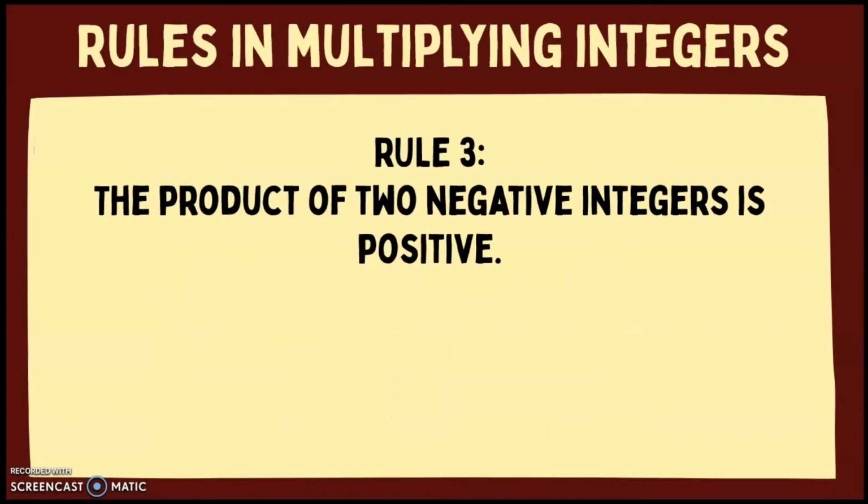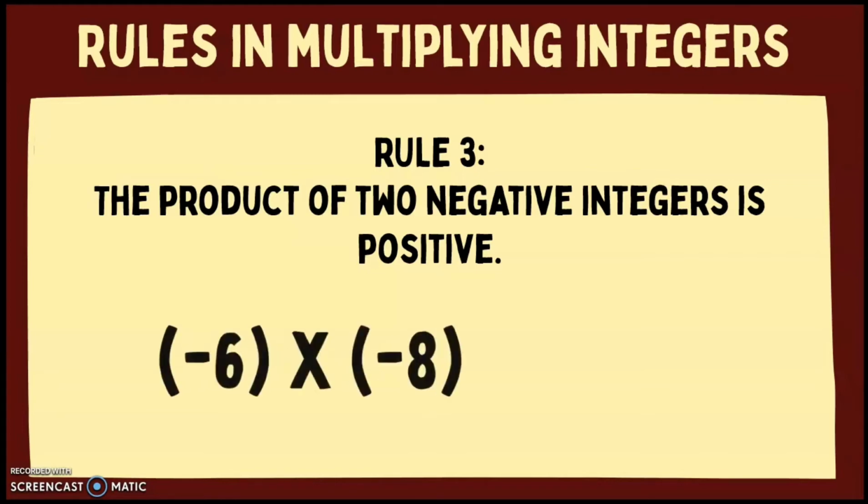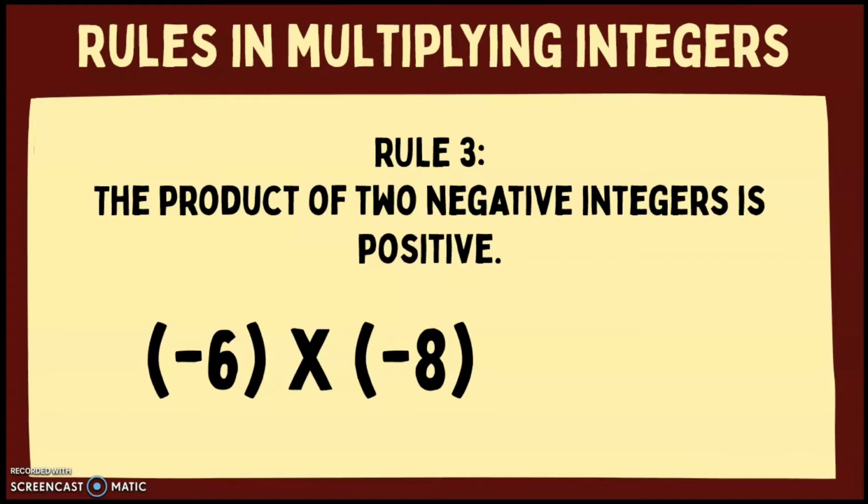Rule number 3. The product of 2 negative integers is positive. It means that if you are multiplying 2 negative numbers, the answer will become positive. Let's try this example. Negative 6 times negative 8. So as you can see, we are multiplying 2 negative numbers, so we can expect that the answer is a positive number. So 6 times 8 is 48, and since multiplying 2 negative numbers, so the answer is positive 48.